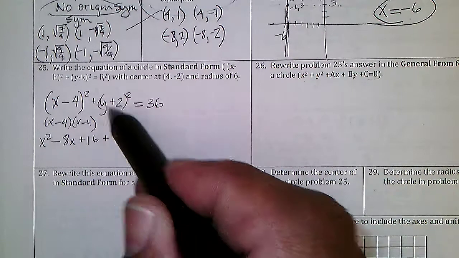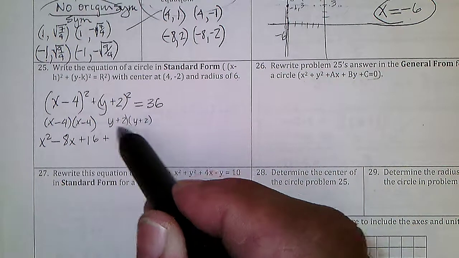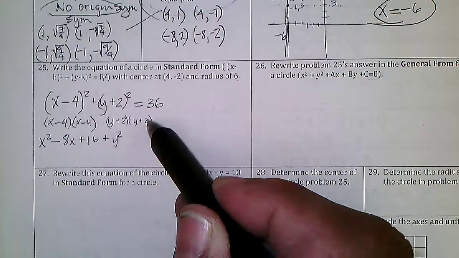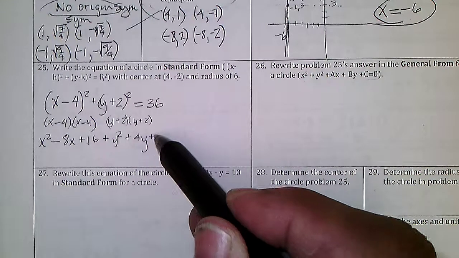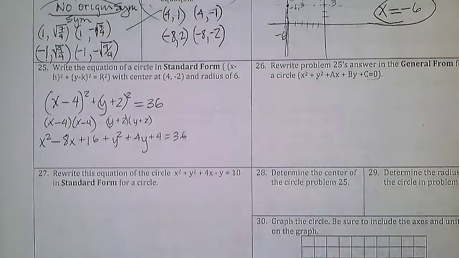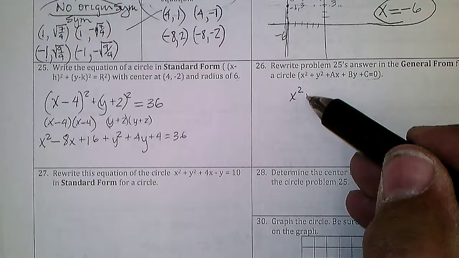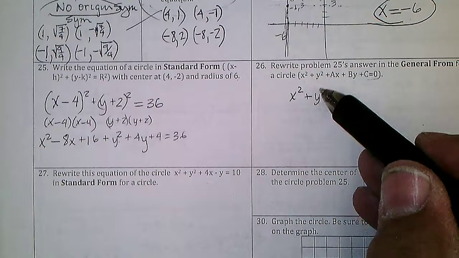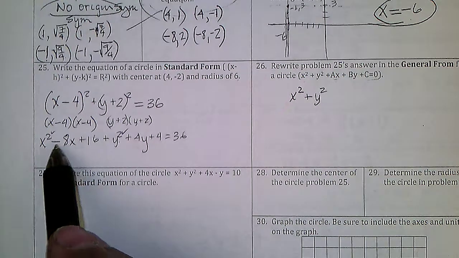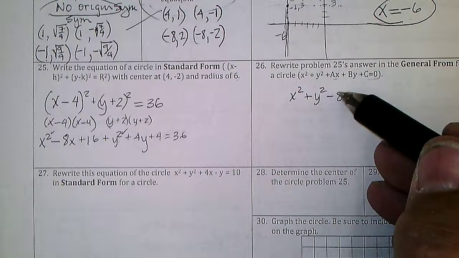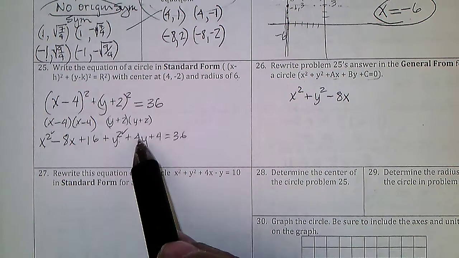And similarly, we would get y squared plus 2y, and plus 2y is plus 4y. 2 times 2 is 4, equal 36. And now I have to write it in this form, so I'm going to have an x squared plus a y squared. So I've taken care of that one and that one. Then how many x's do I have? Minus 8 x's. How many y's do I have? I have 4 y's.